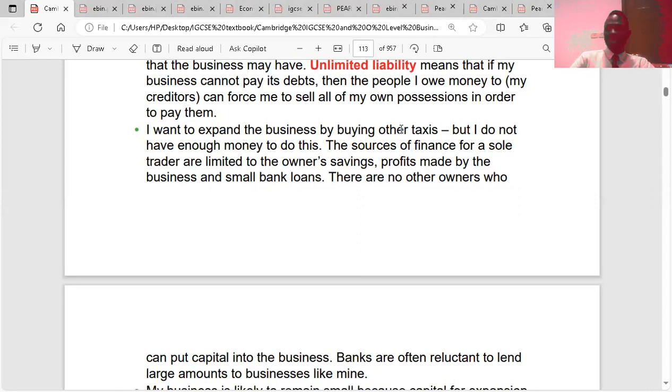Banks do not want to lend them money because they are considered high risk. So Mike might not be able to expand his business because he lacks the financial capability. If he needs to buy a taxi, he has to buy it with his own personal savings or retained profit. And the retained profits are not that much. Do you get it?